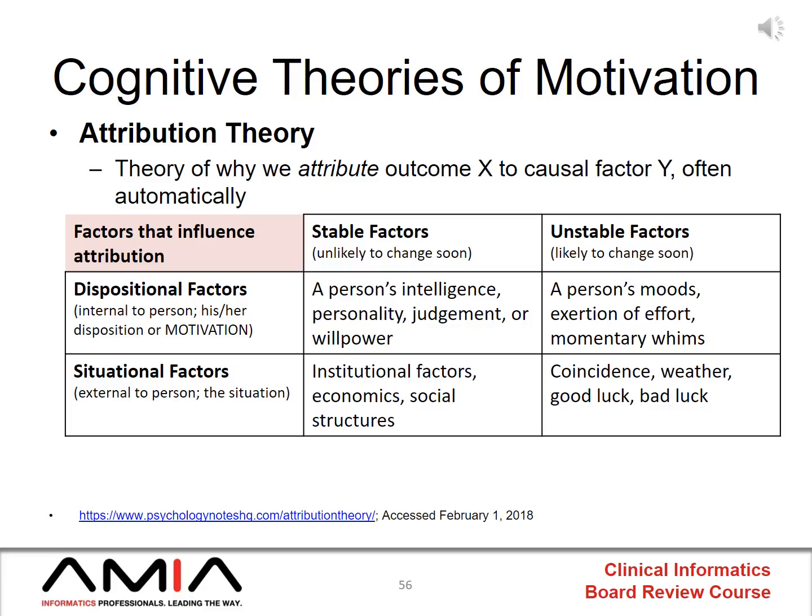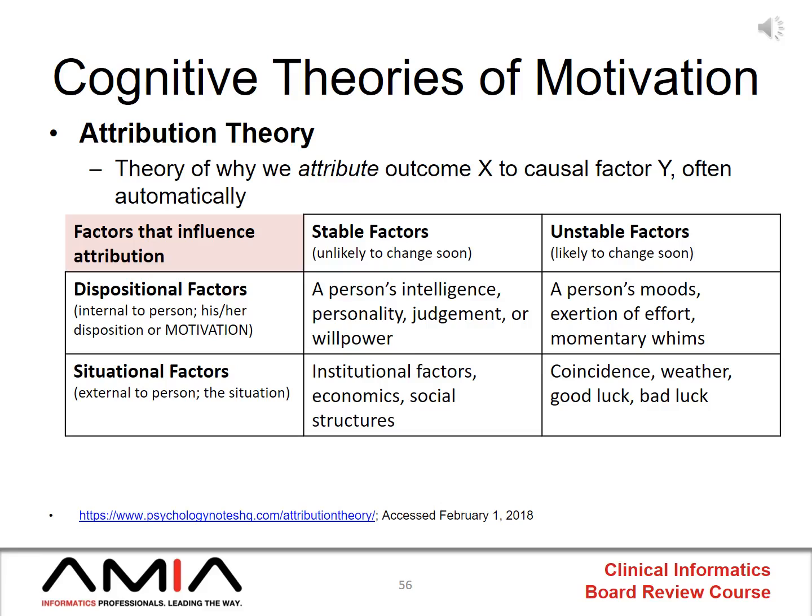Attribution theory is a theory of why we attribute outcome X to causal factor Y, and this often happens via automatic thought processes. There are two main categories of factors that influence our attribution. The first are dispositional versus situational factors. Dispositional factors are internal to a person. This is his or her disposition or their motivation. Situational factors are external to a person and are the situation.